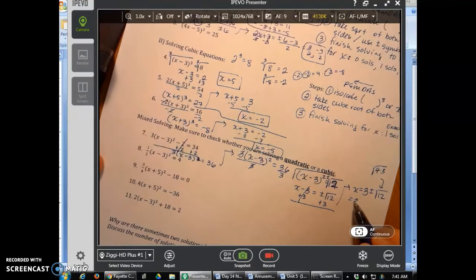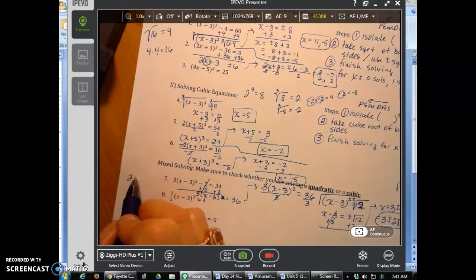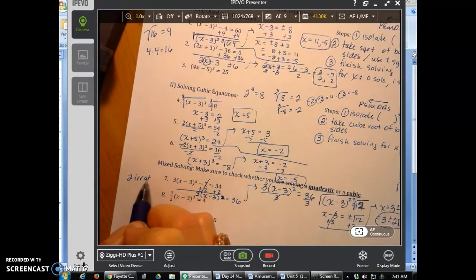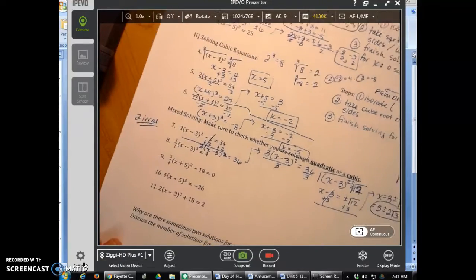So this is going to simplify to 3 plus and minus 2, because the square root of 4 is 2, root 3. And that would be your solution. And there are 2 solutions there. And you can leave them just like that for this one because you really can't combine these down to a rational number. So that's giving you two irrational solutions. So kind of referring back to last part of the unit.